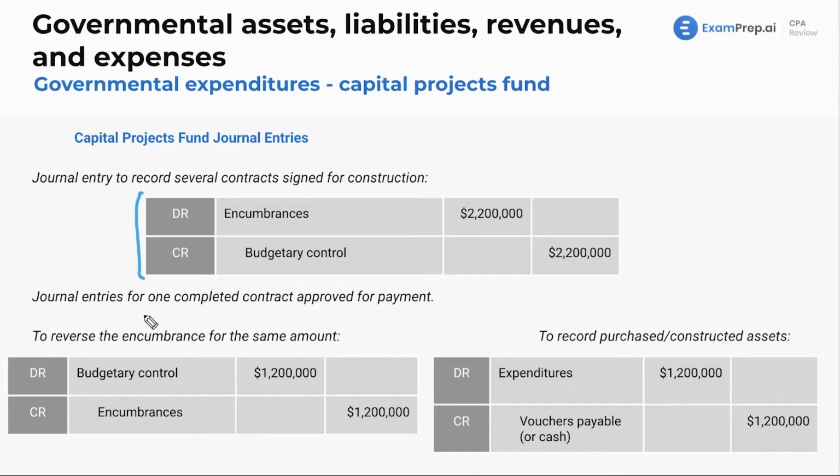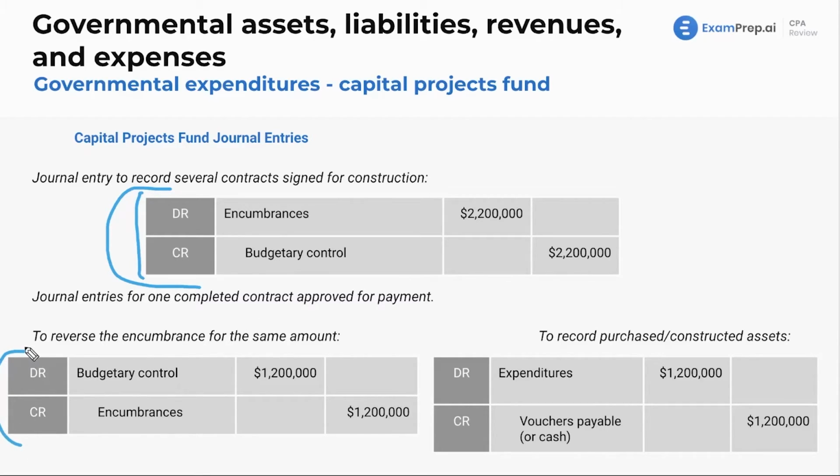What about the journal entry for one completed contract approved for payment? Before it was several contracts; now we have one contract for 1.2 million. This is to reverse the encumbrance once it's approved, because in the government we've got the whole approval process, a whole bureaucracy. If you want something done, you better encumber that money so no one else uses it for anything else. That's the whole purpose of encumbrance: politician A wants to make sure the money is restricted, so he or she is going to just encumber it. Once it's approved by the whole government, then you unencumber it.